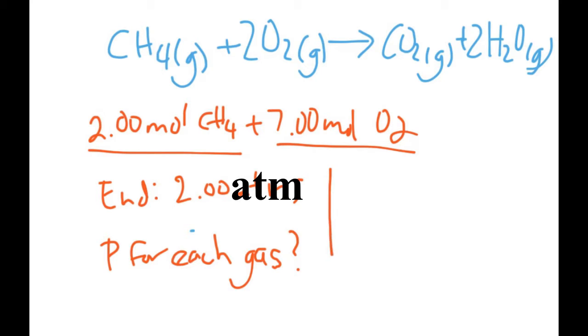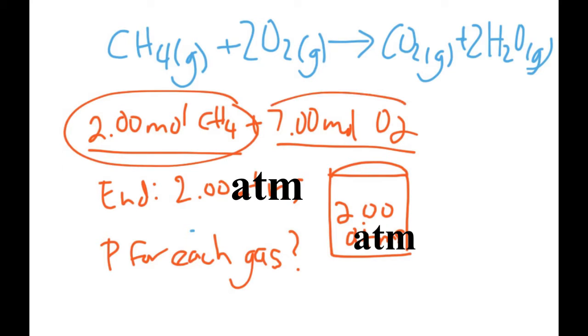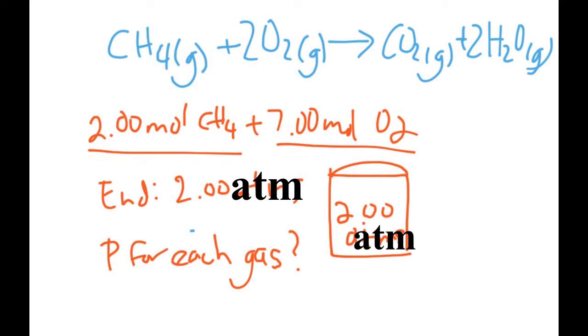So think of it like this. This reaction is happening in a container, and after the reaction is finished, the container has a final pressure of 2.00 atm. So this is a limiting reactant problem. So let's do what we know first. We can find the limiting reactant, which is either methane or oxygen. So let's try to figure out how much product each of them can make.